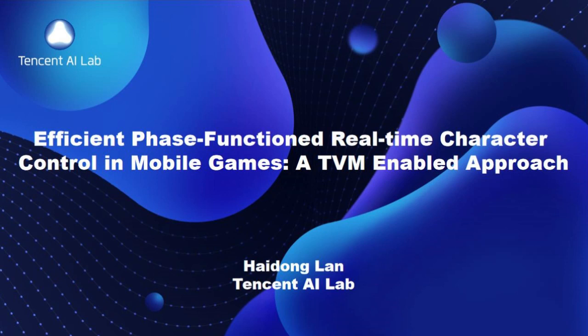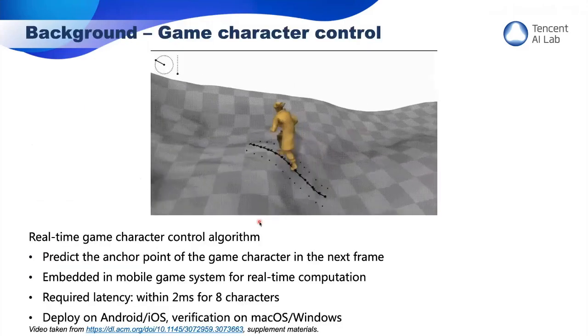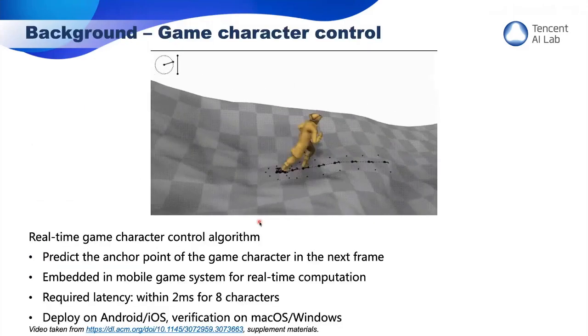TVM enables real-time character control for mobile games. The project is about mobile games and real-time character control, and it requires real-time computation. So we use TVM to accelerate the algorithms. This talk has four parts. Firstly, I will introduce the background, and then the TVM-enabled methods, performance analysis, and the lessons we learned from this project.